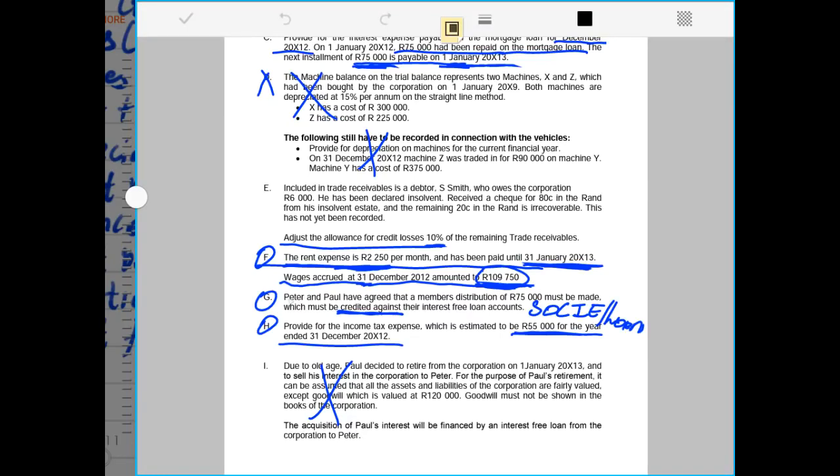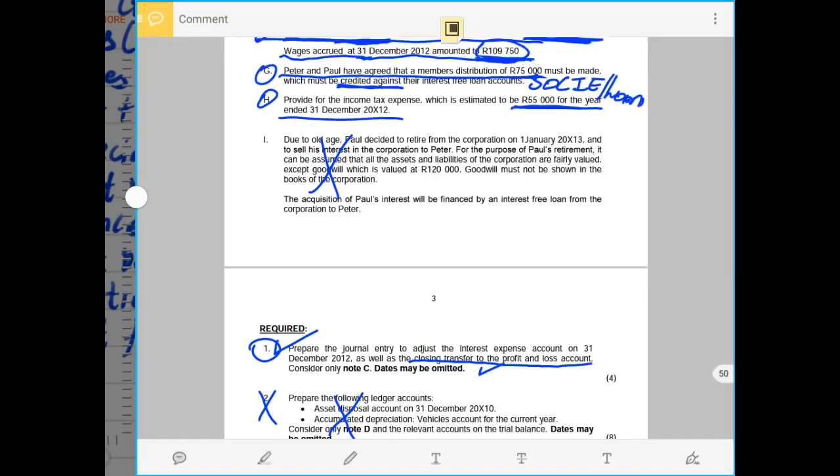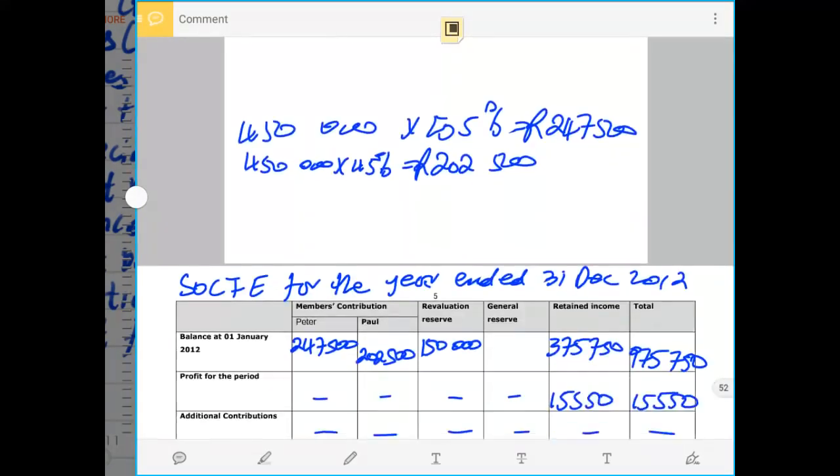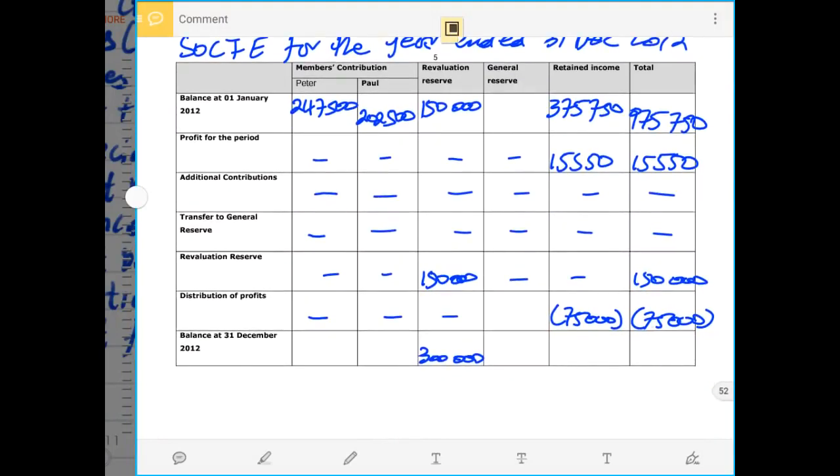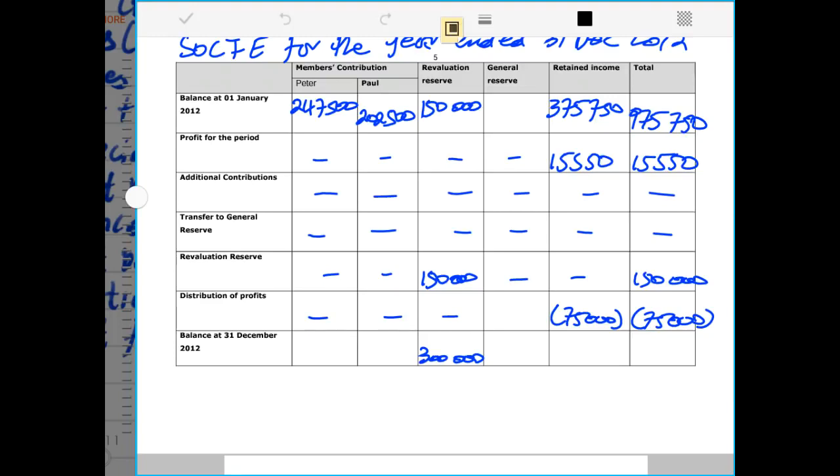Adjustment number G. Peter and Paul have agreed that a members' contribution of 75,000 must be made, which must be credited against their interest-free loan accounts. So now that 75,000 rands will affect the retained earnings column negative in the statement of changes in equity, and there we have done so. So now with that being said, it means the statement is complete and done.